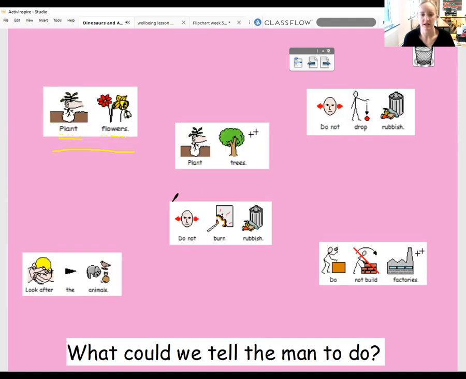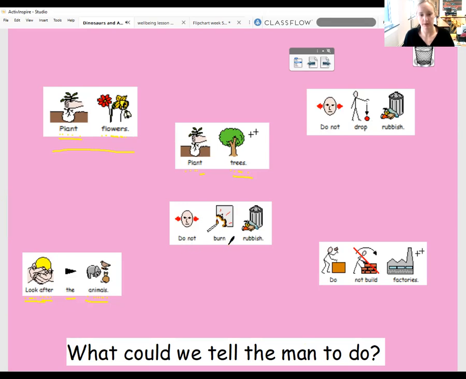Right, let me show you some more ideas. So here I've got plant trees. Yeah, other things that we want to grow. Look after the animals. Great, look after the animals. That's a good idea, isn't it? Because we have said that the earth doesn't just belong to the man, it belongs to the animals and everything and everyone that lives on there. So we need to look after those people and animals as well.